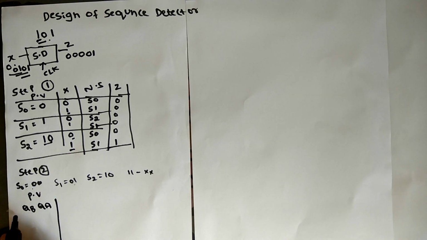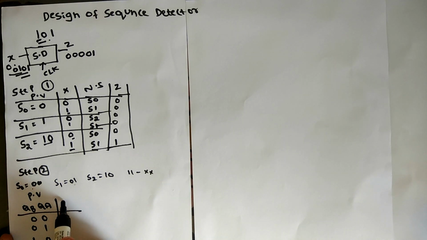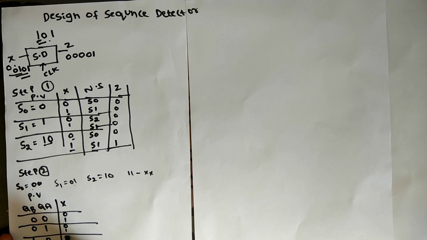So for QB and QA we have S0 means 0 0 and S1 means 0 1, S2 means 1 0 and S3 state is not there. So 1 1 is don't care, actually we have to take. So what is the X value for this one? Here for 0 0 I have 2 possibilities, 0 1, for 0 1 again 2 possibilities, 0 1, for 1 0 again 2 possibilities, 0 1, 1 1 again 2 possibilities, 0 1.